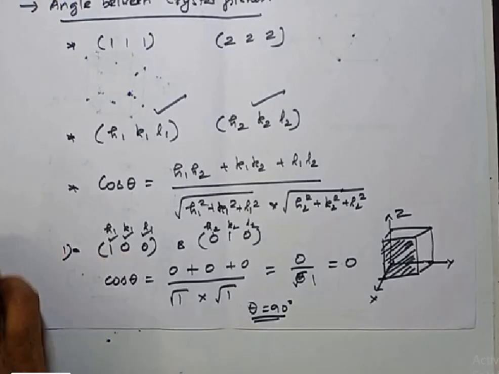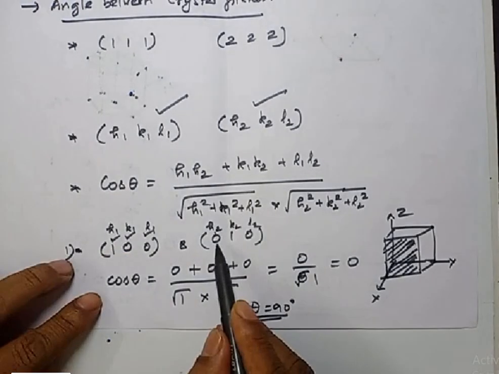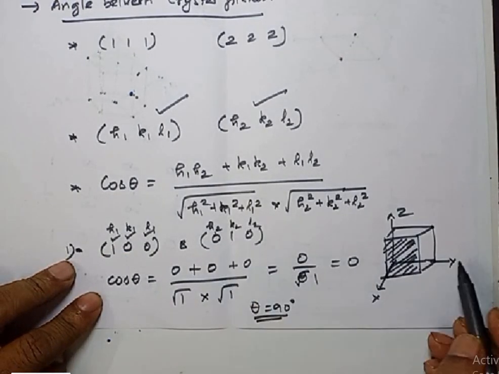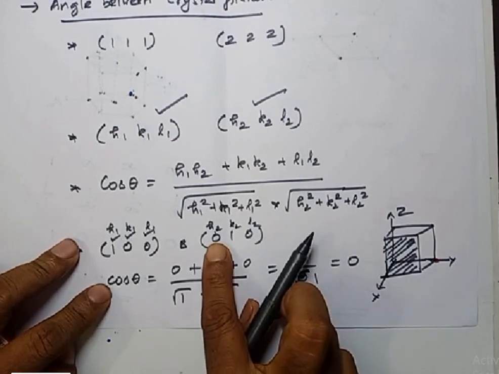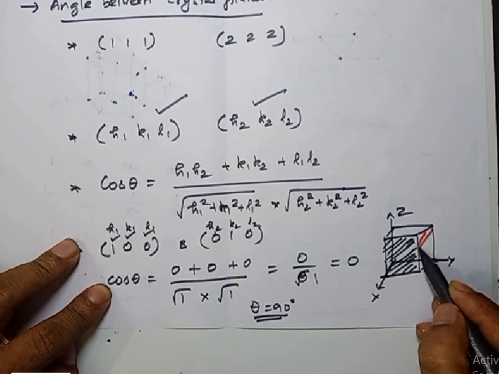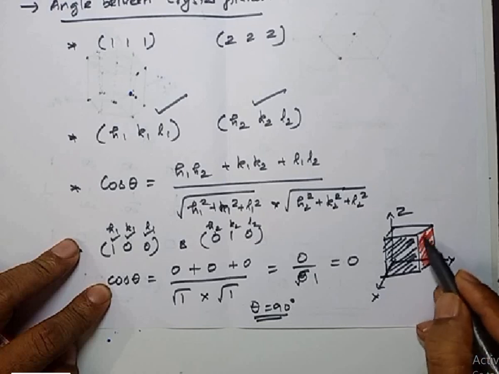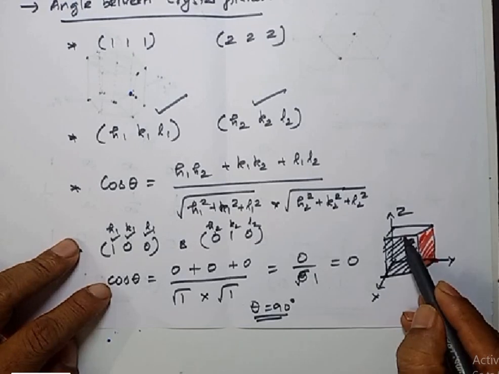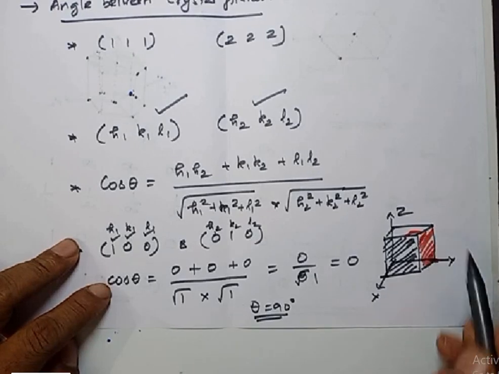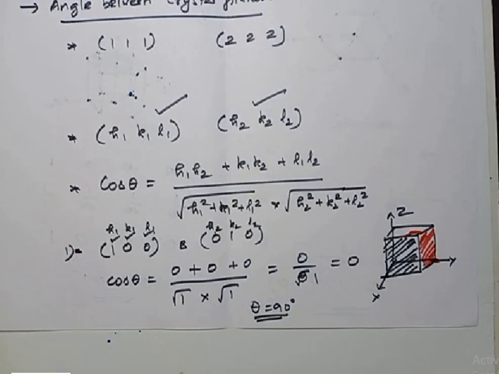And what about the second plane? It cuts the y-axis at unit length, but it is parallel to x and z. So this is supposed to be the plane. What is the angle between these two planes? Can anyone tell me? What is this angle? Same 90 degrees, sir. 90 degree, yes, our answer is correct. Okay, take note.